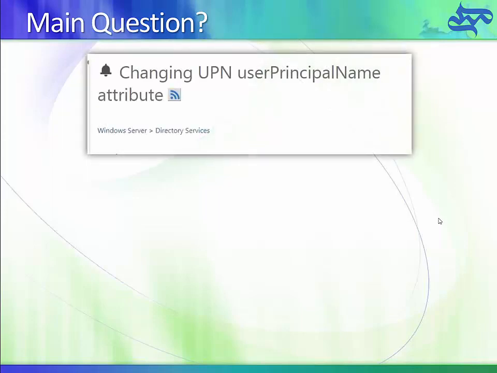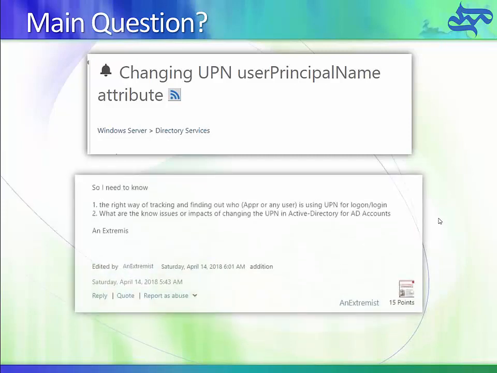So, you might ask yourself what was the main reason that convinced me to explain this topic and upload this video. Here's the thing. A couple of days ago, while I was browsing through the topics and questions in the Directory Service Forum of TechNet, I noticed an ordinary subject. The subject was actually quite simple. Changing UPN, user principal name of Active Directory users.